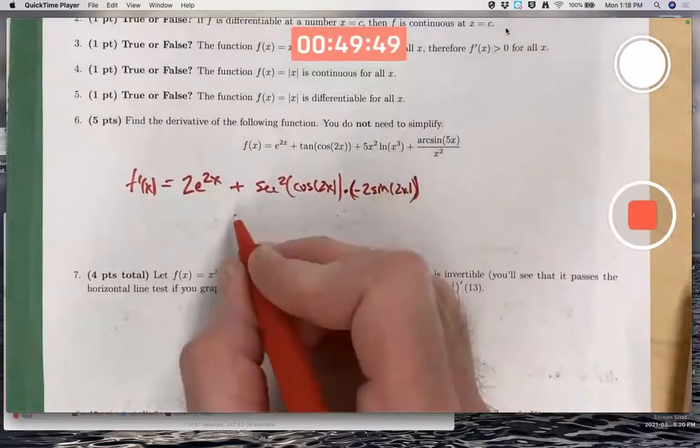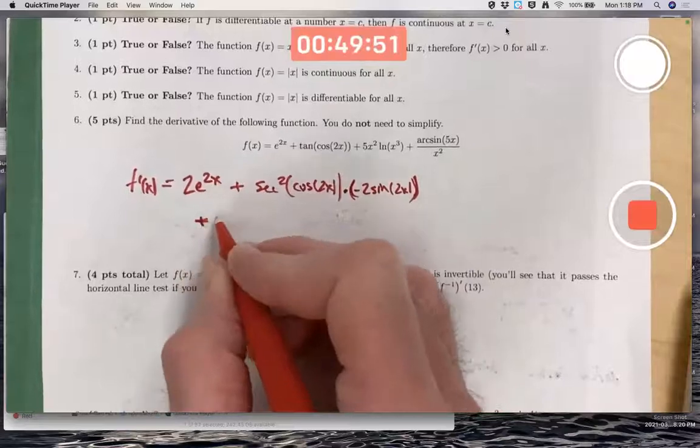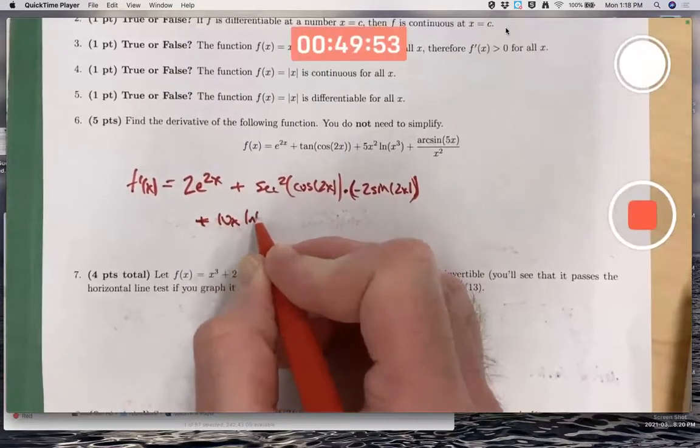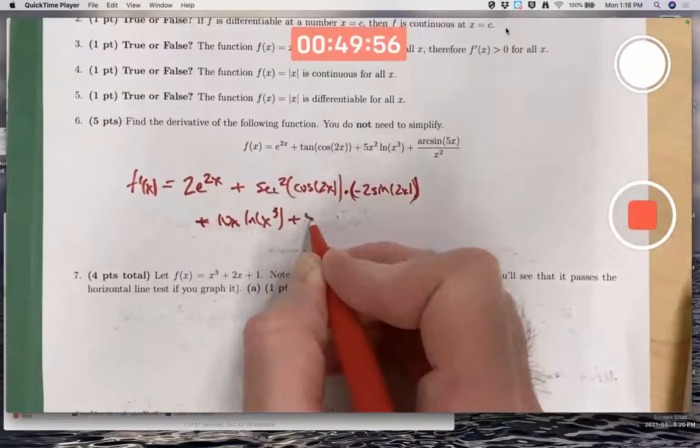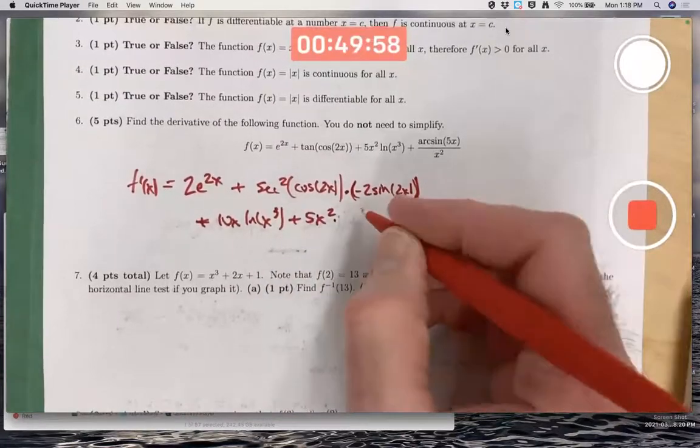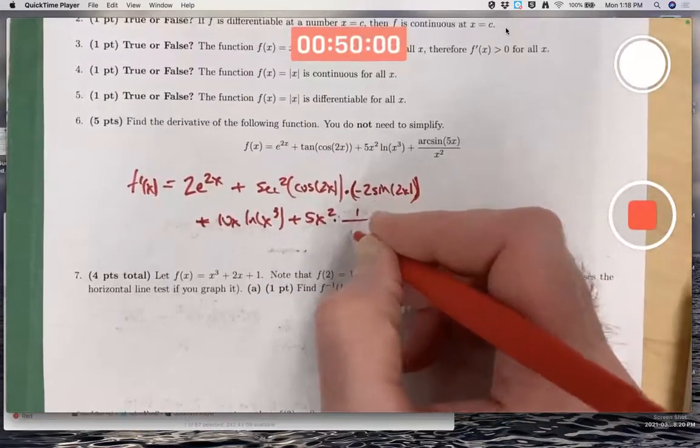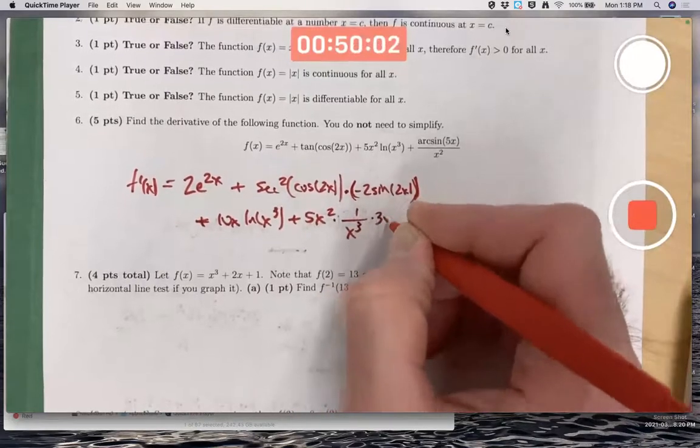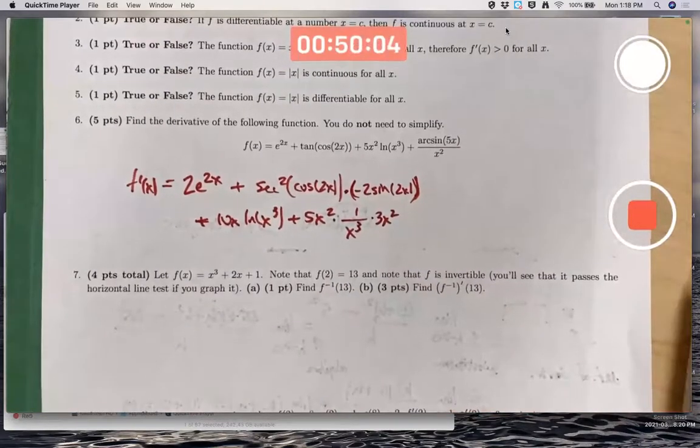Next term, I need the product rule. The derivative of 5x squared is 10x times the second function plus the first function. The derivative of natural log of x cubed would be 1 over x cubed times 3x squared from the chain rule. I'm going fast here, I know.